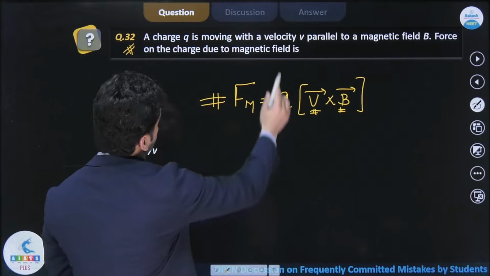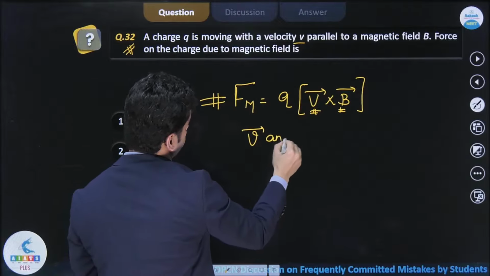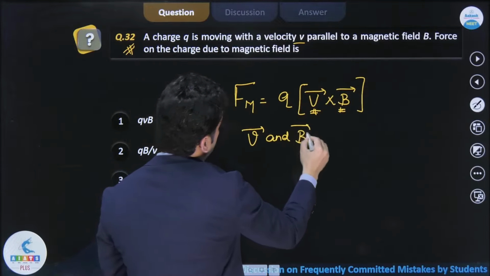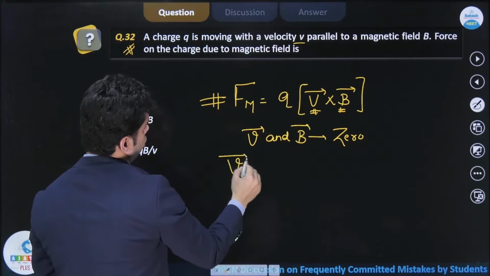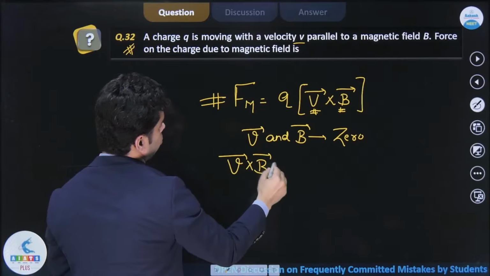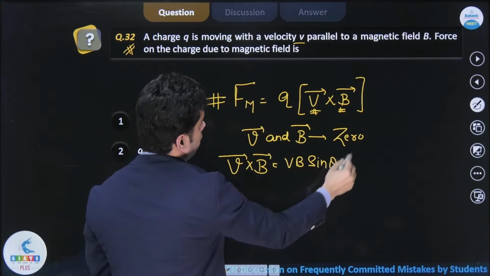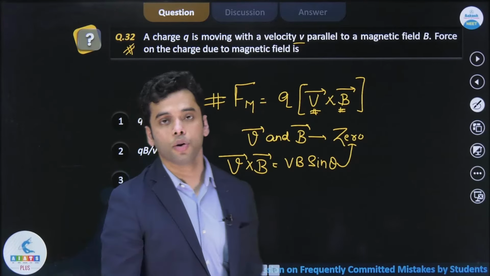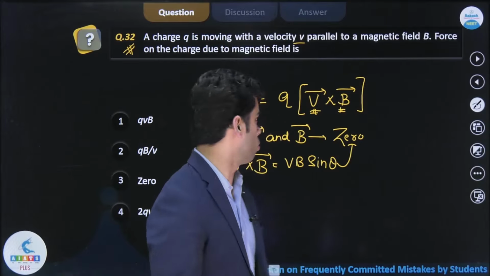Now according to the question, V is parallel to B. So the angle between V and B is 0. So if you want to expand V cross B, it will be equal to VB sin theta, and theta, my dear students, it is 0. Theta here is 0, so sin 0 is 0. That means that force experienced by the charged particle is 0.